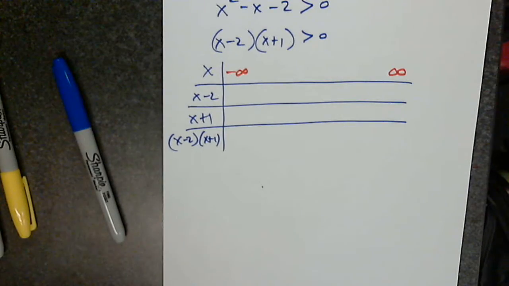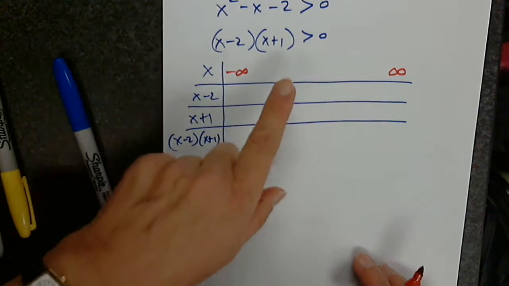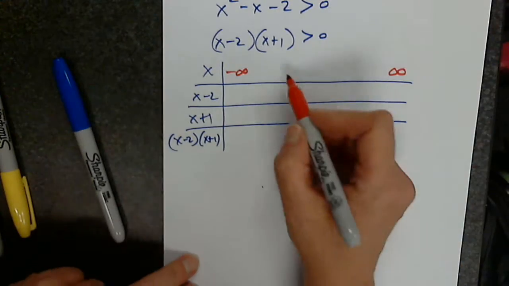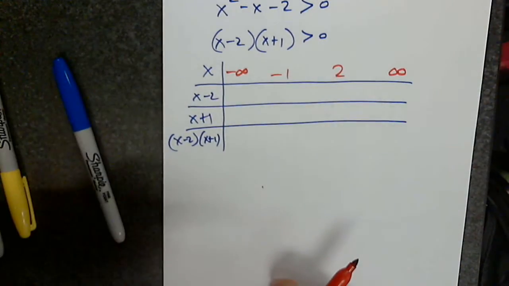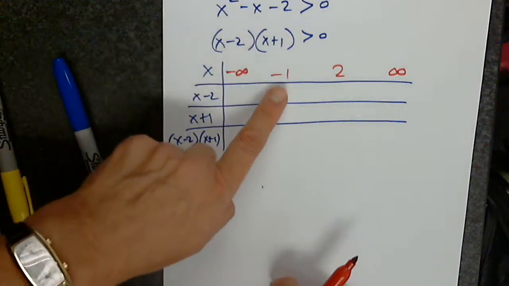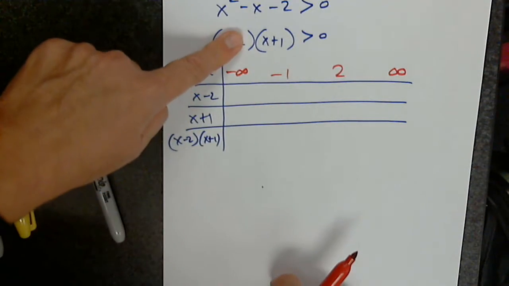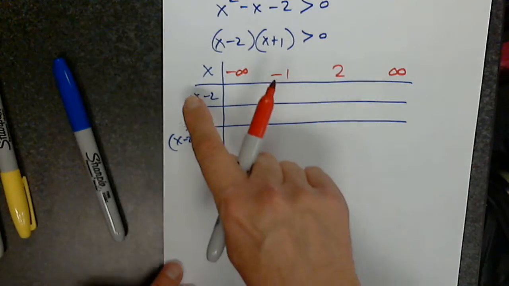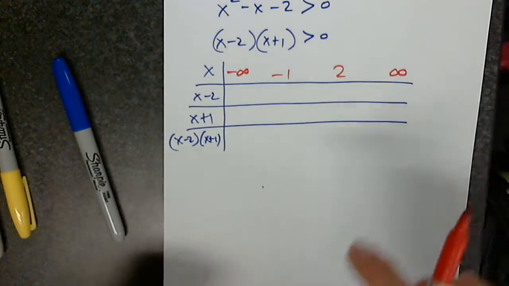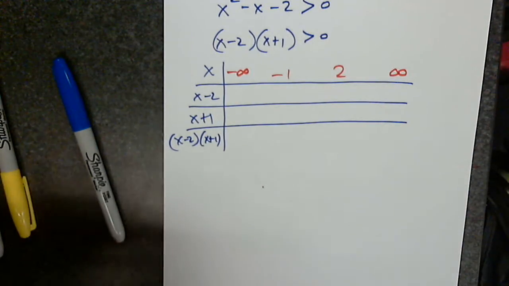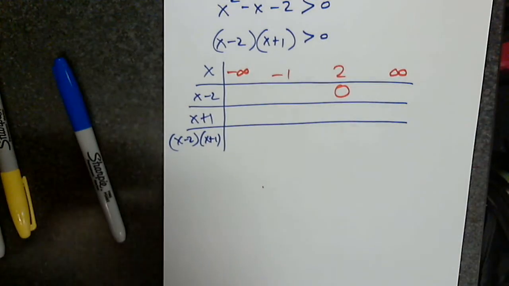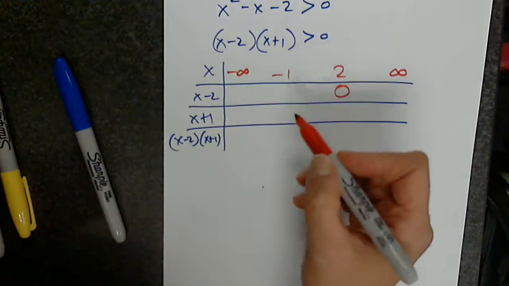X can be any real number. Can anyone tell us what numbers go in here? -1 and 2. Very good. Do you all agree with -1 and 2? X plus 1 is 0 when x is -1. X minus 2 is 0 when x is 2. Would you agree? In the row for x minus 2, there must be a 0 somewhere. Where? Good. In the row for x plus 1, there must be a 0 somewhere. But that's how I got those numbers.